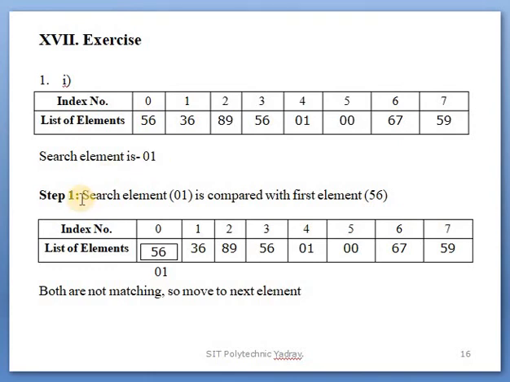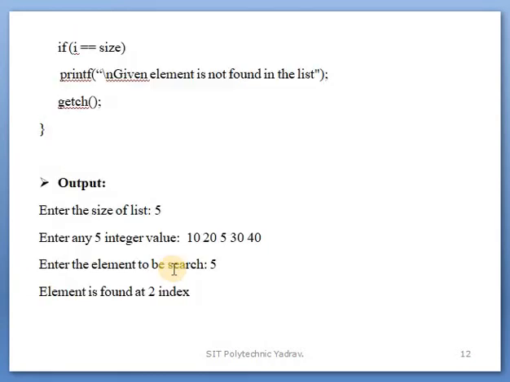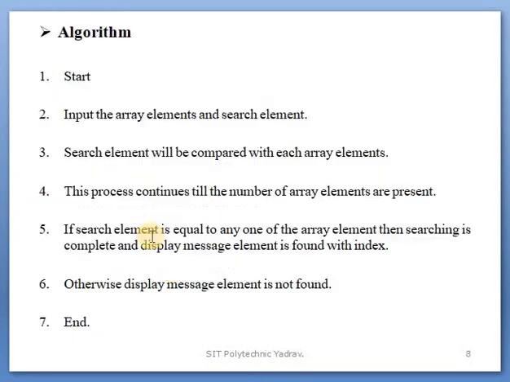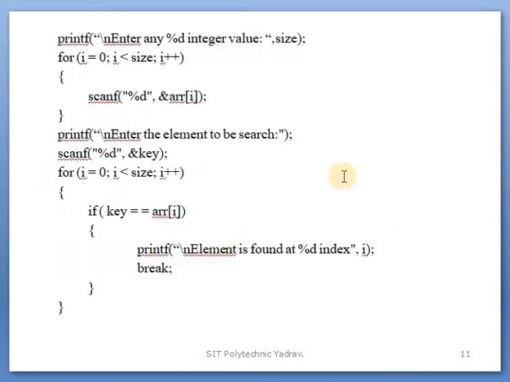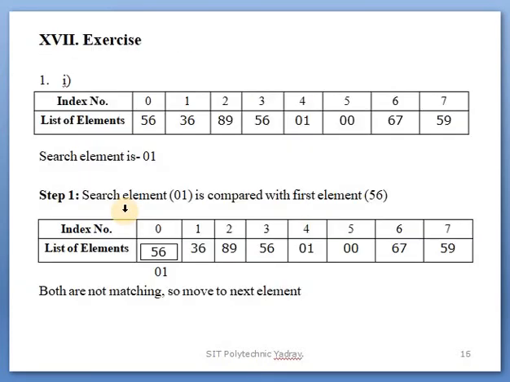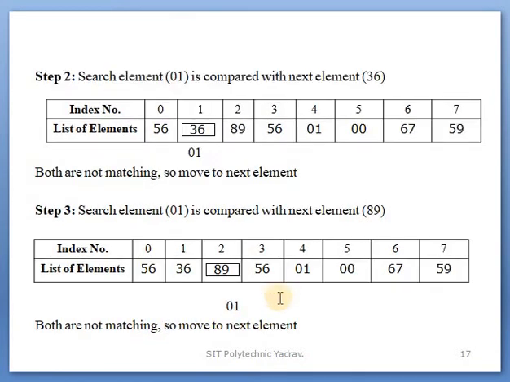For example, search the element 1. Step 1: the search element 1 is compared with the first element 56. Okay, 56 and 1 are compared. In the algorithm, the search element is compared with every element, and in a program the if condition is checked. Both are not matching, so move to the next element. To move the pointer, the variable i is used in your program.